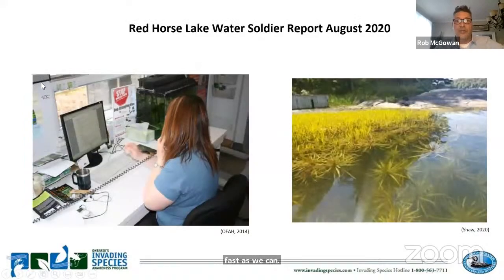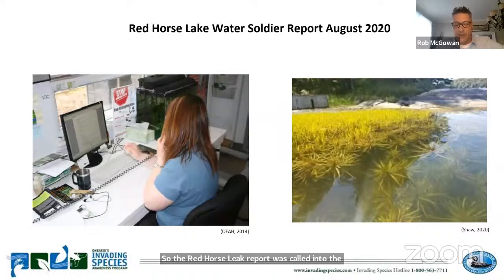So the Red Horse Lake report was called into the Invasive Species Awareness Hotline on August 27th. A concerned citizen that has interest or lives on the lake came across the plant, didn't recognize it, did a little homework, and I guess he Googled it and found out that it was water soldier, and he sent us some pictures, and we confirmed it was water soldier, and we started communicating with MNRF to see what we can do about it.